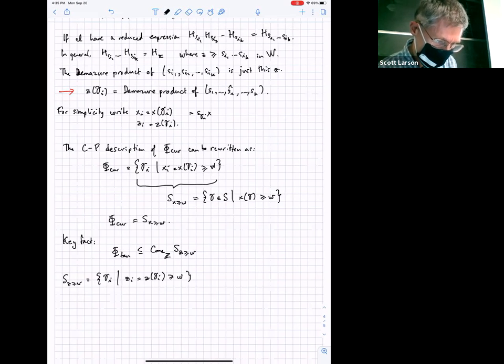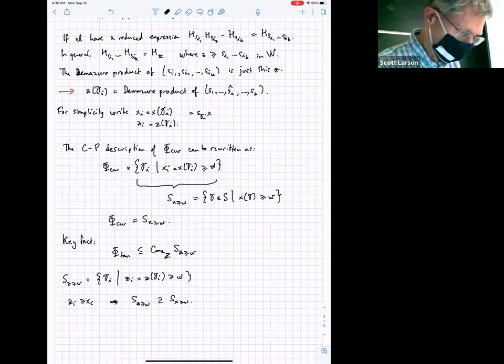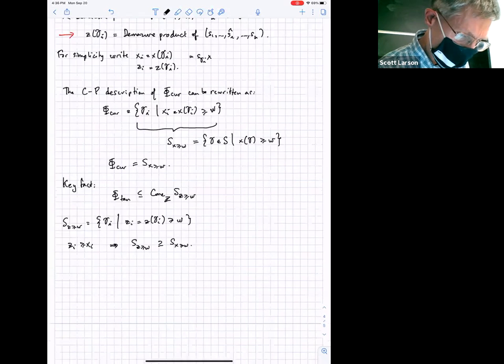Z_i, remember I said before, Z_i is bigger than or equal to X_i, because in the zero Hecke algebra the length never goes down. So when you're multiplying things in the zero Hecke algebra, you get something bigger. So Z_i is bigger than X_i, which implies that S of Z bigger than or equal to W is a bigger set than S of X bigger than or equal to W. So this is the first key fact here.